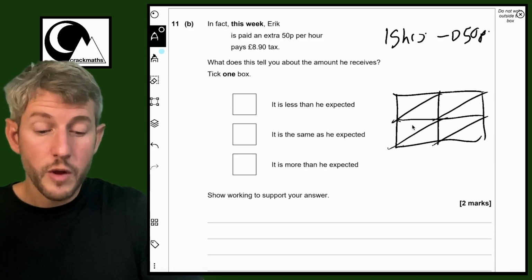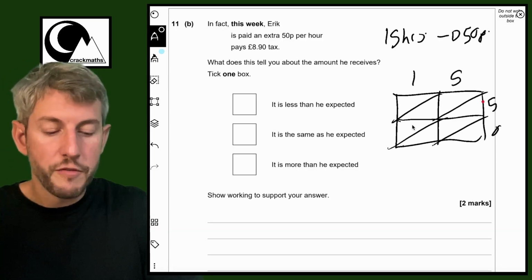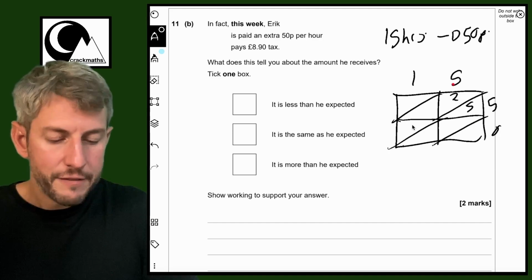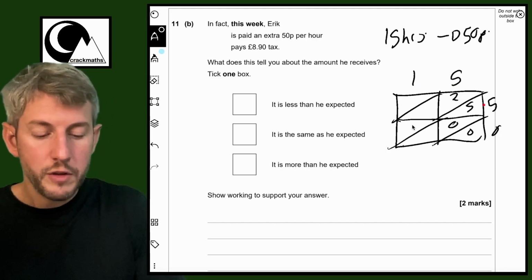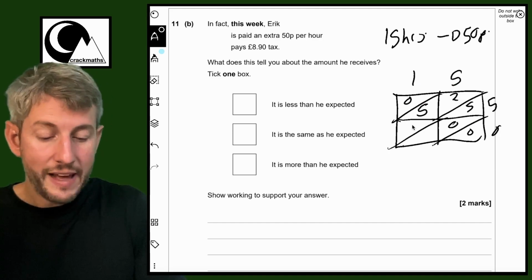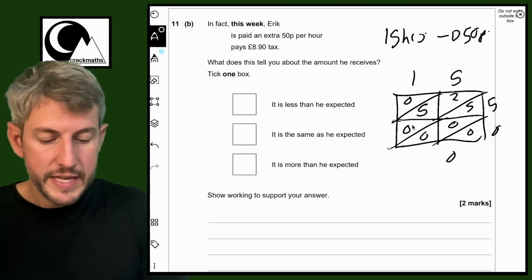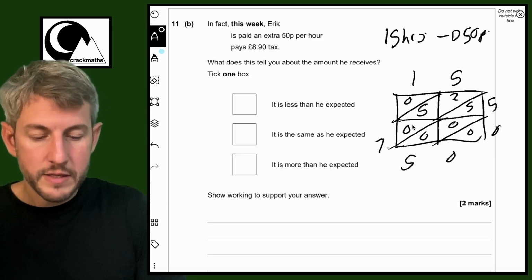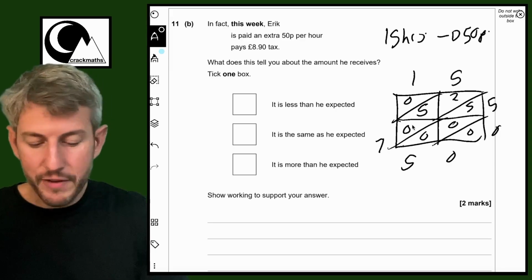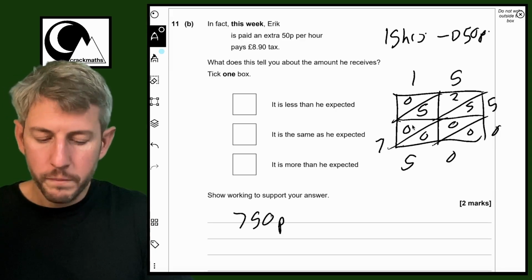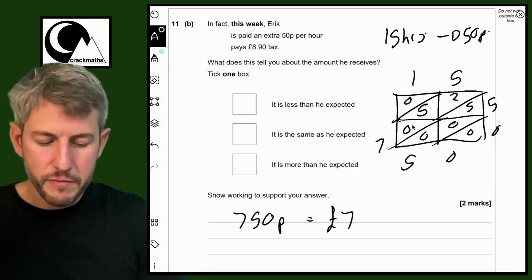So here we go. So 15 here and 50 here. So 5 times 5 is 25. 5 times 0 is 0. 5 times 1 is 5. And 0 times 1 is 0. So 0, 5, 7. Okay, so he's going to get 750p more, which is equal to £7.50.